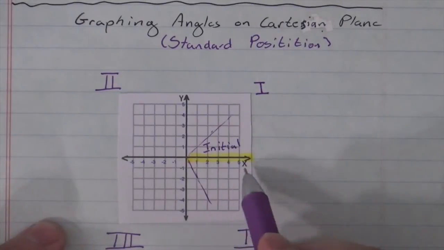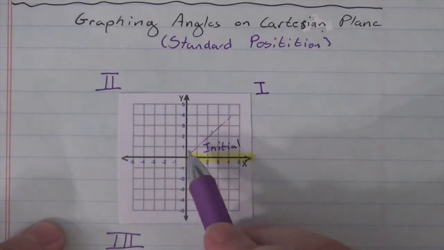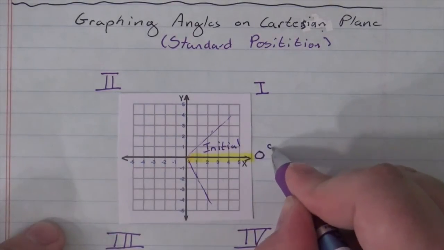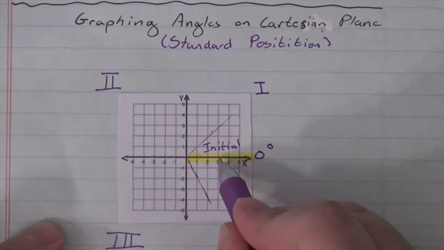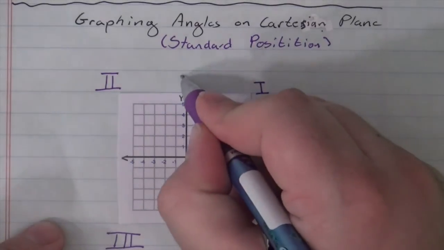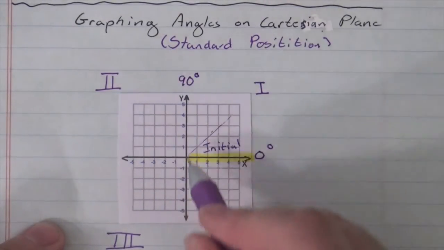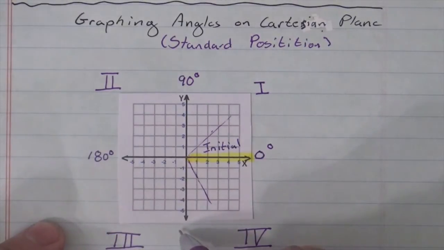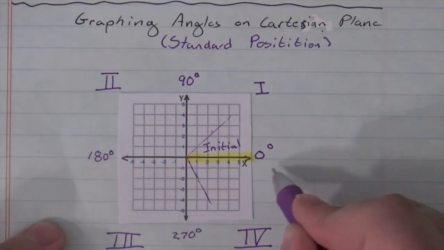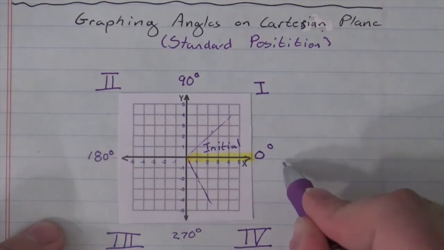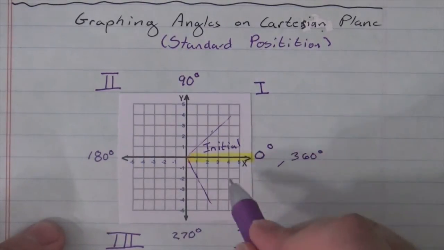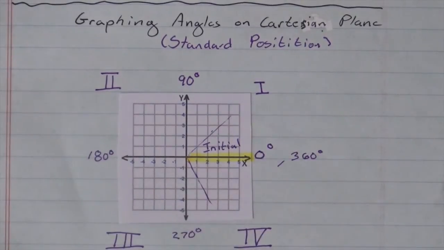Since this is my initial starting point, my starting side, this measurement would be here 0 degrees. As it goes in a positive direction, this would be 90 degrees. This would become 180 degrees. This would become 270 degrees. And then as it comes back around to this part, we would get 360 degrees. Alright, so that's if it's going in a positive direction.